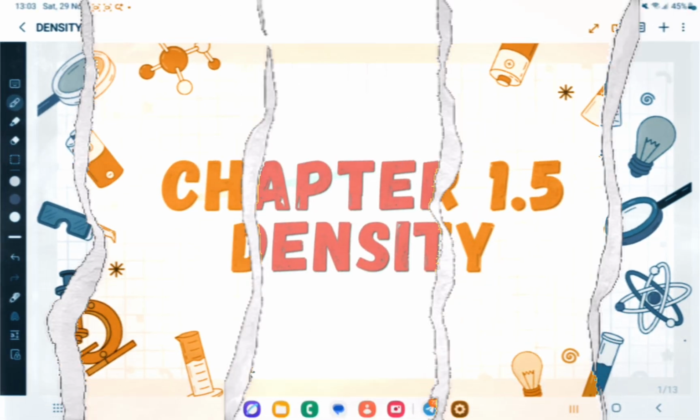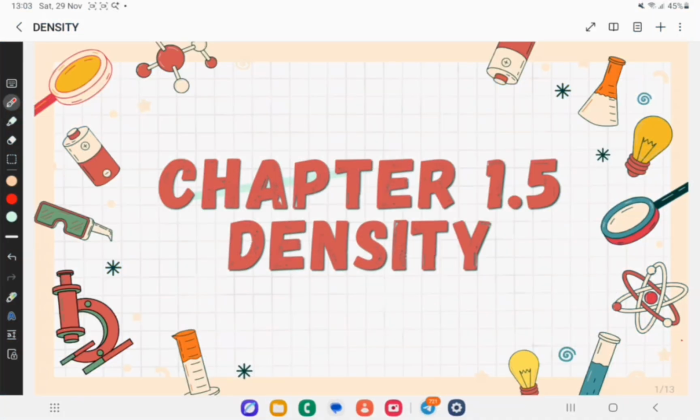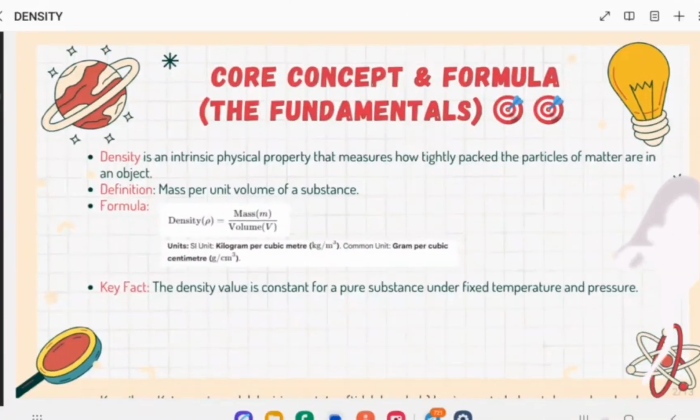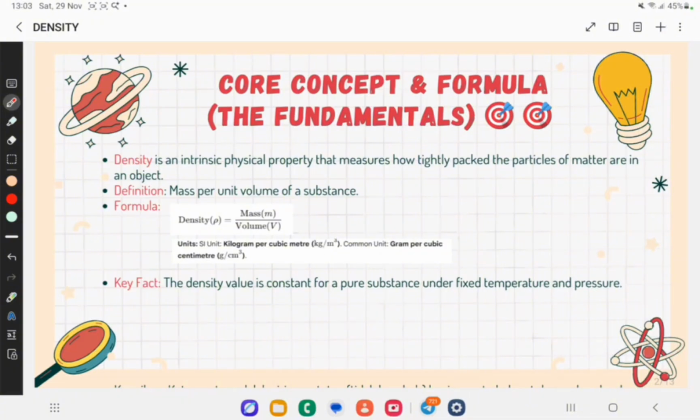Student, today we will continue our chapter 1.5, which is density. Are you ready? For concept and formula, the fundamental. Okay, the first one, we need to look at our definition of density. This is important. You must remember, maybe it will come out in your exam.